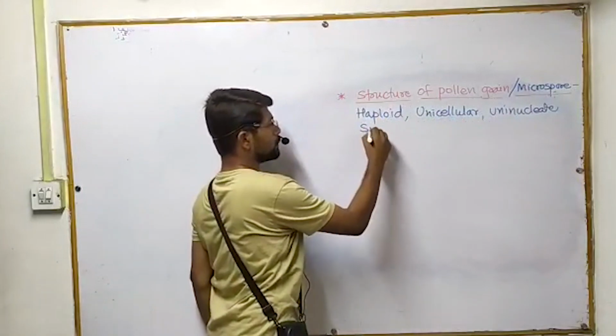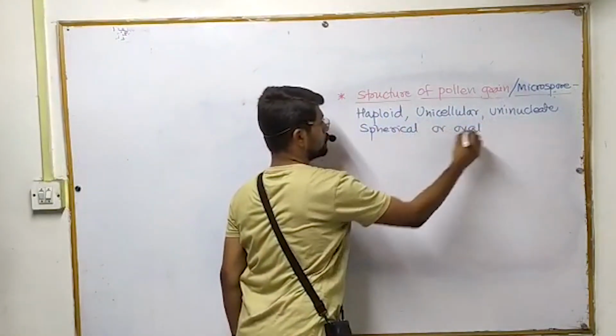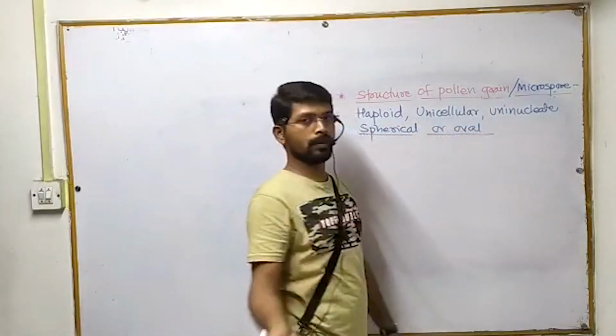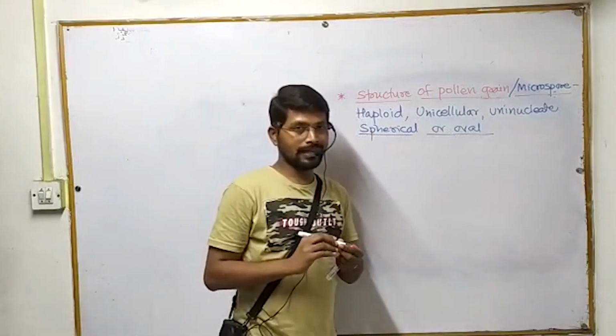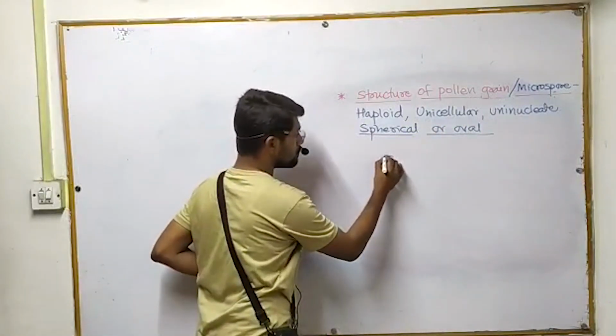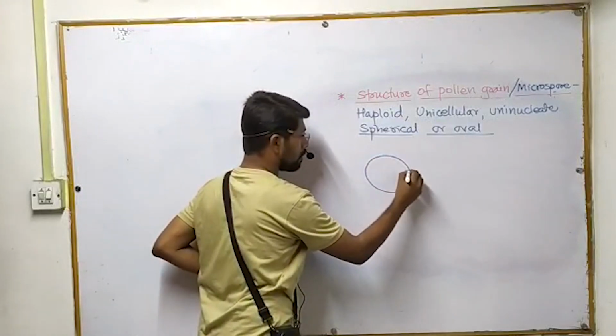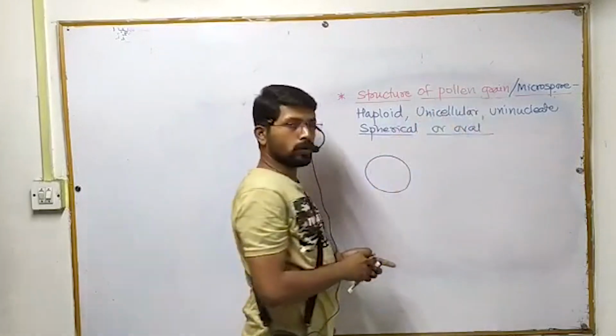They are either spherical in shape or oval. So shape may vary from plant to plant. Now let us discuss the structure in detail. Suppose this is the single cell of microspore or pollen grain.